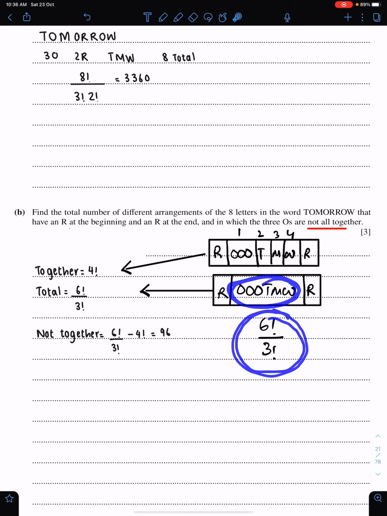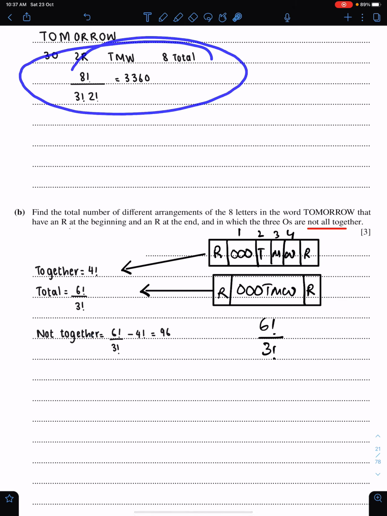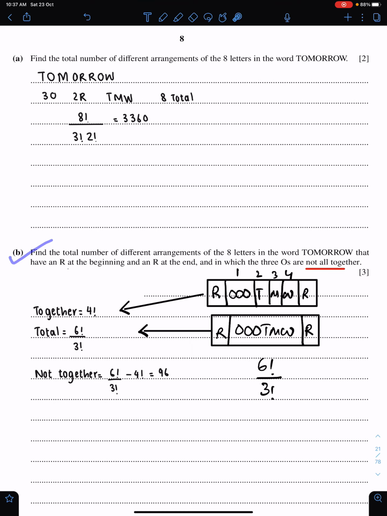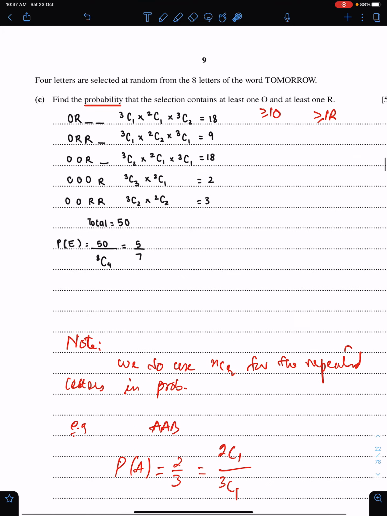So total minus together will give you not together. Make sure you must not use this total here, because in the question it is mentioned that both R's are at the end. So total is this. So in this question this thing is very important, total. This is not the total for this part. This is random. So you cannot use this thing here. You have to use this thing here. And this is here. So this question is very important. This part is very important. And this part is most important.